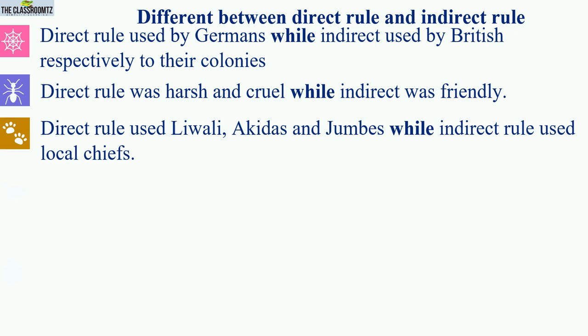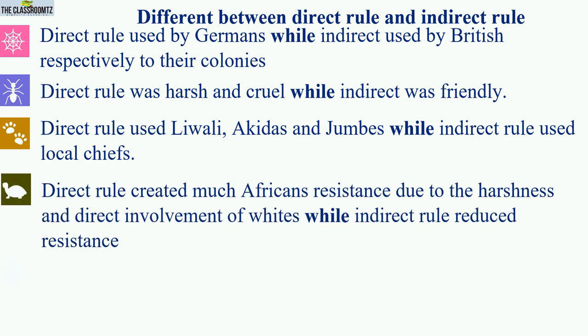Direct rule used the Liwali, Akida and Jumbes, while indirect rule used the local chiefs. The difference is these Liwali, Akidas and Jumbes were appointees. They were appointed by Germans, while these local chiefs were present before the coming of whites. Direct rule created much African resistance due to the harshness and the direct involvement of whites, while indirect rule reduced the resistance.